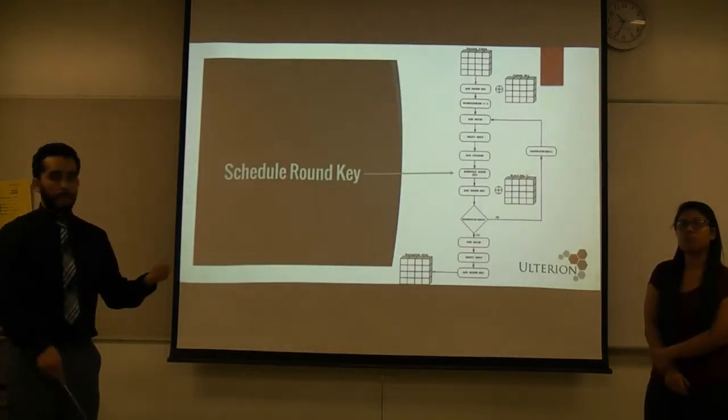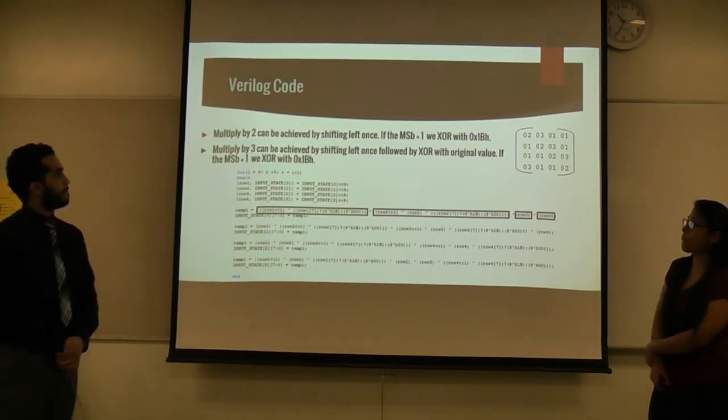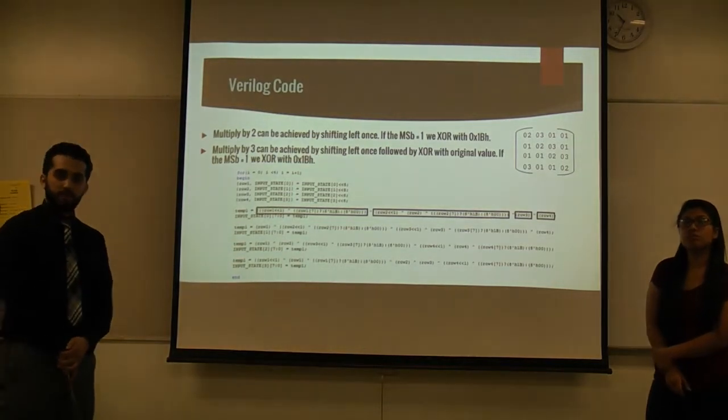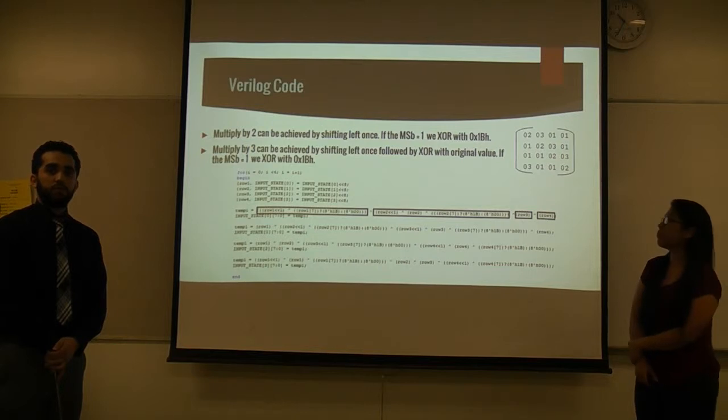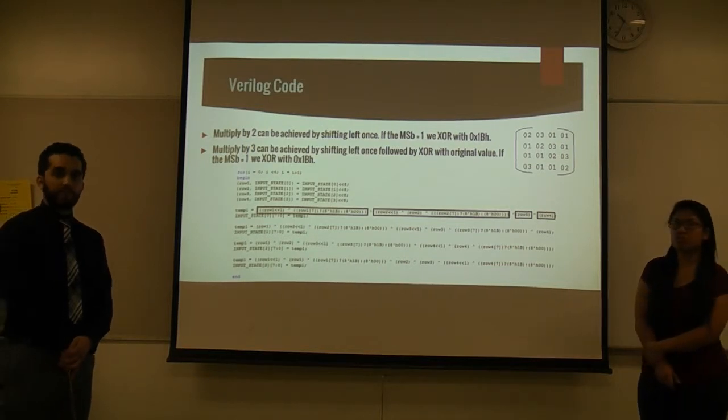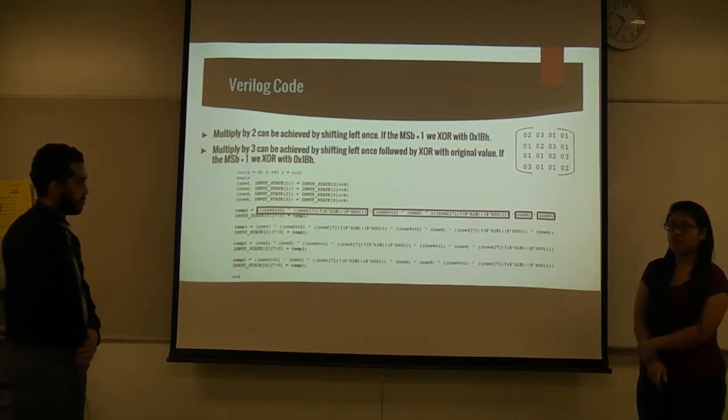So the organization, go back one slide, Ruben. The multiply matrix, is that for the AES algorithm, like the 2, 3, 1, 1 and the 1, 2, 3, 1? Yes, it's specific. So it's not random? No, that one is specific.